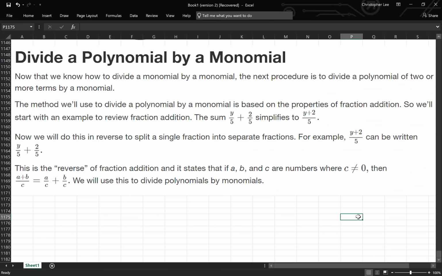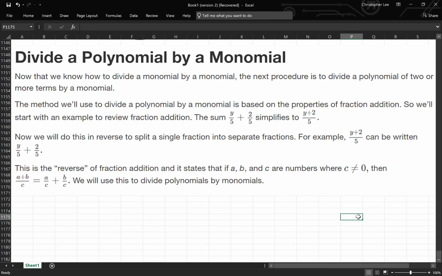So now we want to divide a polynomial by a monomial, right? Now that we know how to divide a monomial by a monomial, the next procedure is to divide a polynomial of 2 or more terms by a monomial. The method we'll use to divide a polynomial by a monomial is based on the property of fraction addition. So we'll start with an example to review fraction addition. The sum of y over 5 plus 2 over 5 simplifies to y plus 2 over just plain 5.